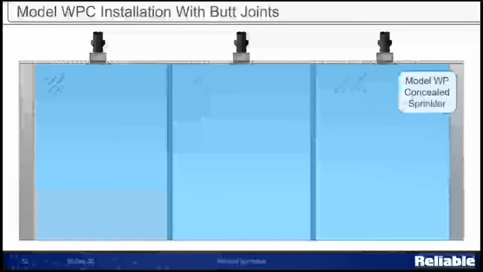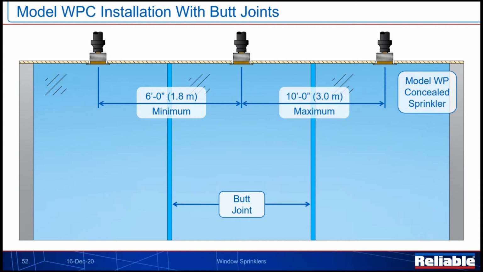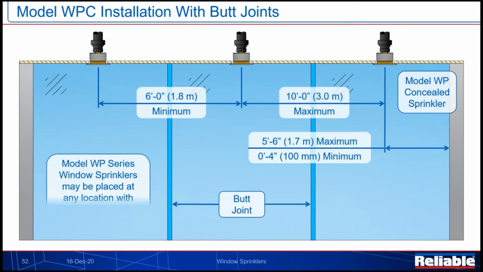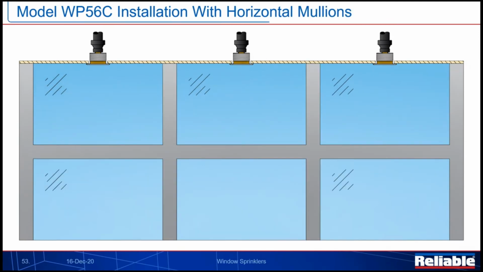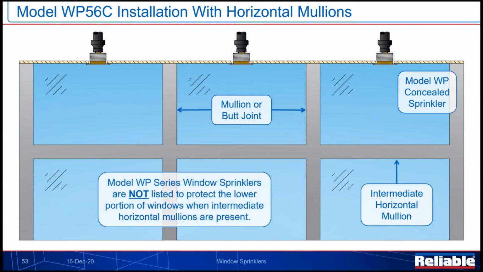And if we take a look at installing this with butt joints, again, the butt joints are key because they really space everything out and allow us to maximize the spacing. For a minimum, it's 6 foot. For maximum, again, it's going to be 10 foot. And again, we're going to have a 5.5 foot measurement off of a mullion. Horizontal mullions are going to present the same challenge with this product as it did previously with our fixed frame version of the products. So again, the intermediate horizontal mullion is going to need to have some kind of attention paid to the lower panes of glazing down here.